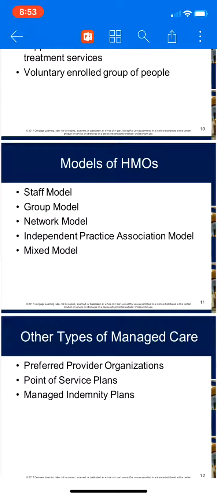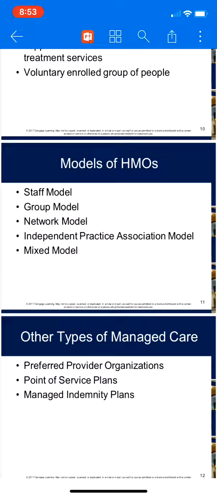Our second model is going to be the group model. Unlike the staff model, the group model operates on a contractual basis with healthcare provider medical groups and facilities that provide services to members. The HMO has an exclusive contract with a multi-specialty medical group that provides all physician services and separate contracts with other facilities necessary to provide comprehensive care.